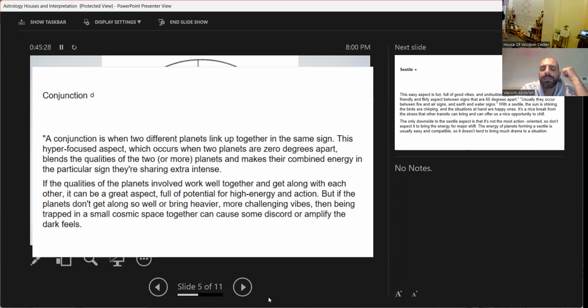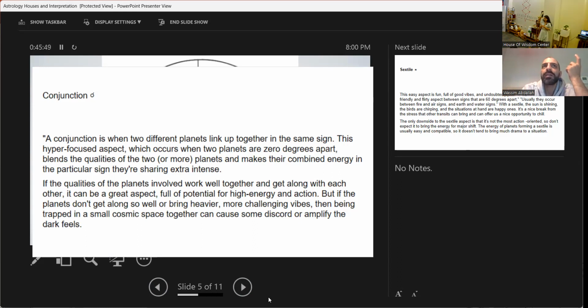So link up together in the same sign. This hyper-focused aspect, which occurs when two planets are 0 degrees apart, blends the qualities of the 2 or more planets and takes their combined energy in the particular sign that's sharing extra intense.